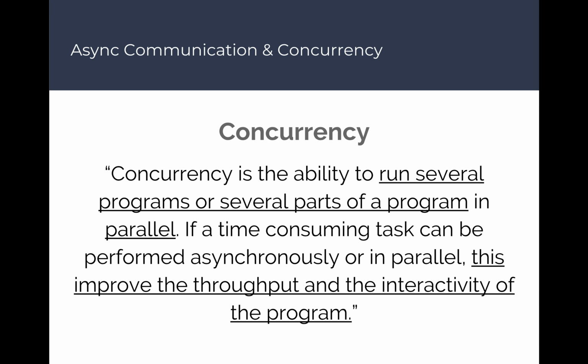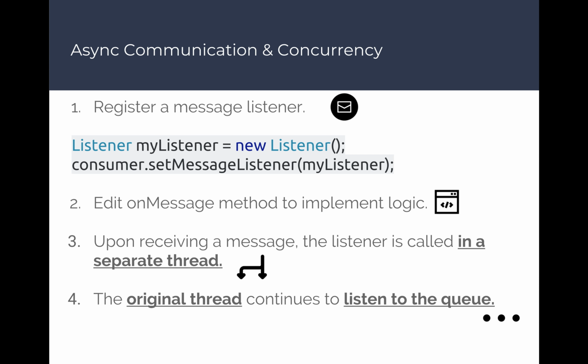So just to recap, the definition of concurrency is the ability to run several programs or several parts of a program in parallel. If a time-consuming task can be performed asynchronously or in parallel, this can improve the throughput and the interactivity of the program, which is basically the main point of AA. So how does this go hand in hand with JMS queues?